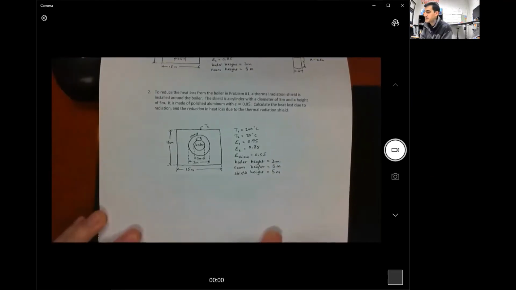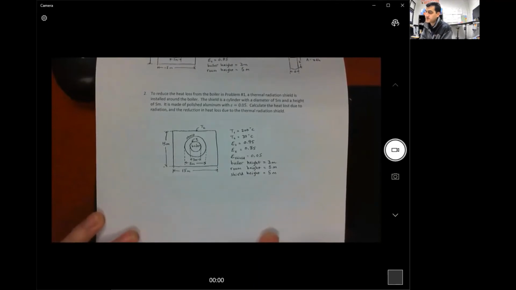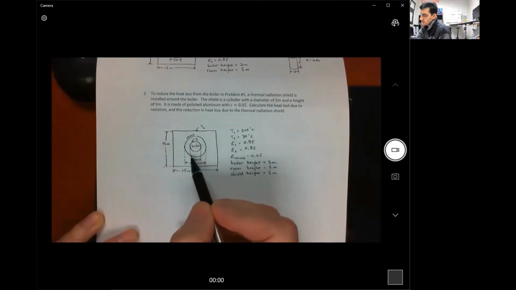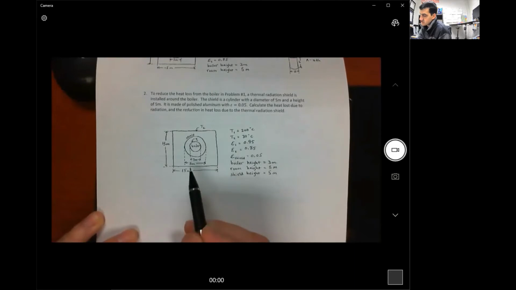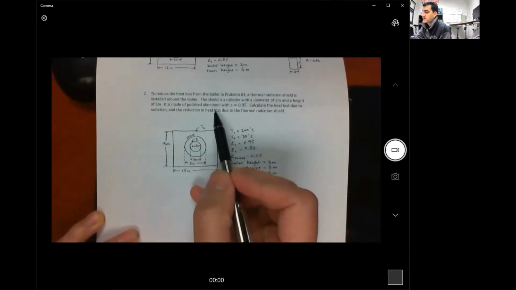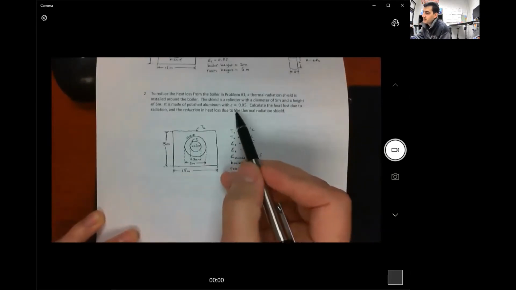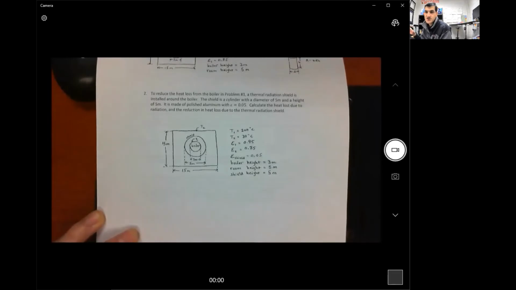Number two is very similar. In fact, it's the same problem, but we just added a radiation shield. So all the dimensions are identical for the room and for the boiler, but all we did is we added a radiation shield around the boiler. And the diameter of that radiation shield is 5 meters. And we need to know the material it's made out of so that we can get the emissivity of that material. It says it's polished aluminum, so it's a real shiny material that makes for a good thermal radiation shield. And it has an emissivity of 0.05. So if it's a polished, shiny material, it's probably going to have a pretty low emissivity. And you'll see that makes for a good thermal radiation shield.